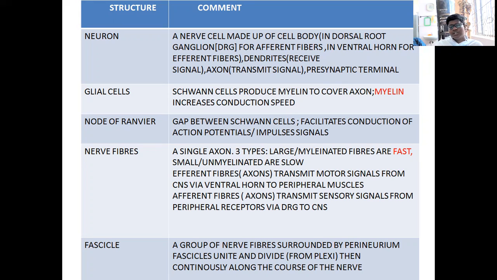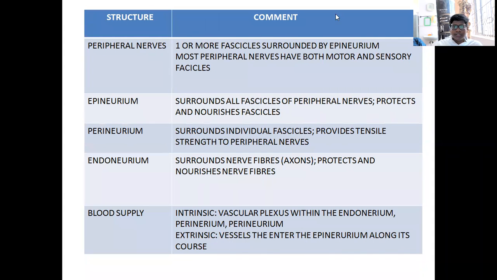Fascicles. Fascicle is a group of nerve fibers surrounded by perineurium. Fascicles unite and divide continuously along the course of the nerve. Peripheral nerves have one or more fascicles surrounded by epineurium. Most peripheral nerves have both sensory and motor fascicles. Then epineurium surrounds all fascicles of peripheral nerves, protects and nourishes fascicles.